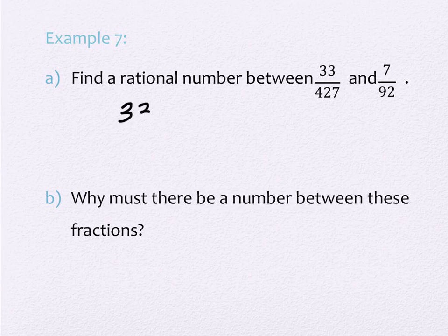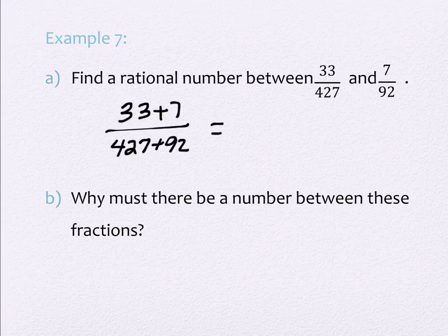Add the 33 and the 7, good. And then what? Divide it by 427 plus 92. You got it. And that is all whole numbers, right? That's a beautiful thing. So much easier than what we just described before.